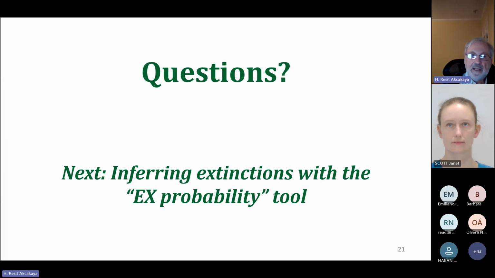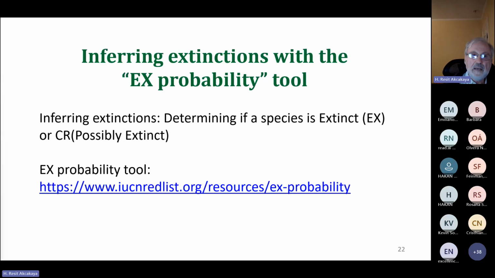Next is inferring extinctions. So this is about deciding whether a species is extinct or possibly extinct. And it helps you decide how to list the species that might be extinct. Now, if the species, according to the results of this analysis, is extinct, but it is in captivity, then it will be, of course, extinct in the wild, not extinct. And it will be critically endangered, possibly extinct in the wild, not critically endangered, possibly extinct. So I won't repeat everything with the in the wild part. That is given if the species is in captivity, it's not extinct, it's extinct in the wild.